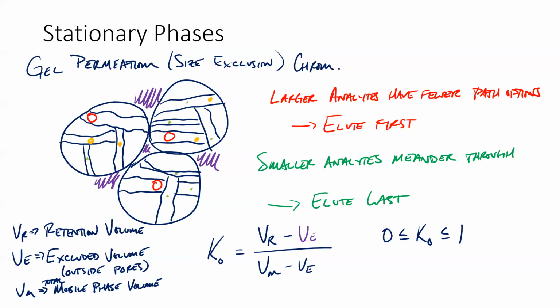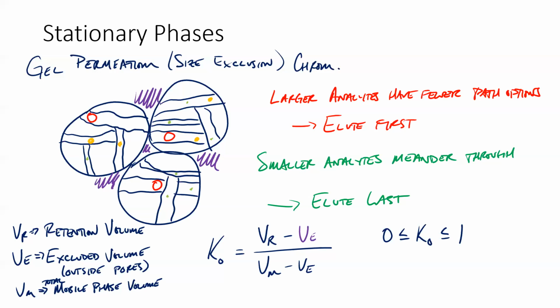The retention volume will only be equal to the mobile phase volume if it takes every possible path through that solid support, right? The longest possible path through that support. So the very, very smallest analytes would be 1. The very largest analytes would be closer to 0.